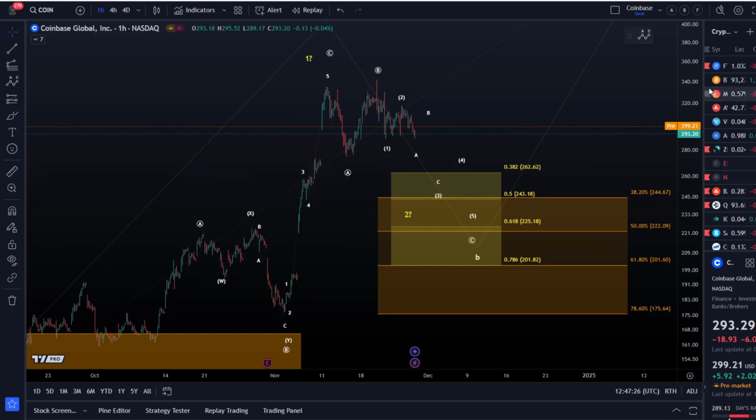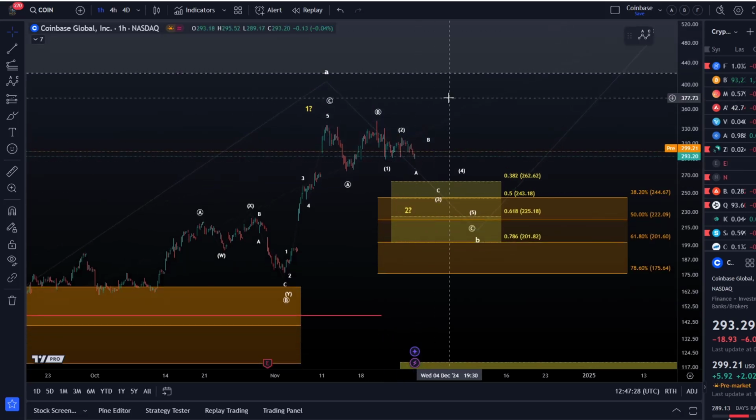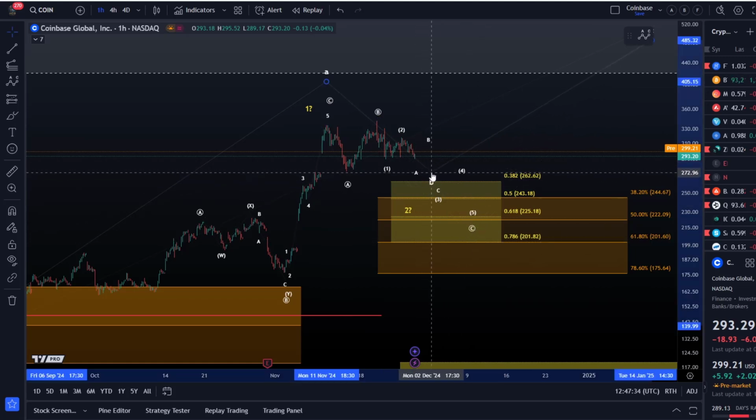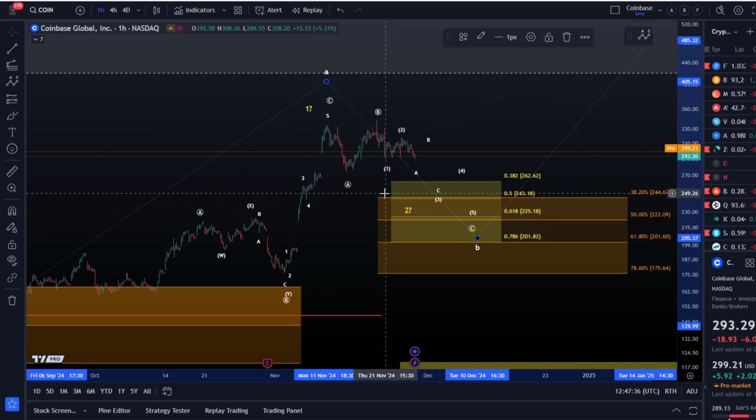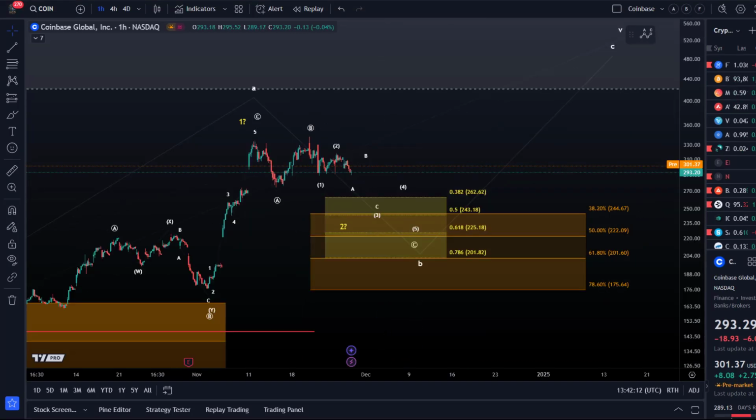I don't have a high confidence direct move up scenario. I mean, again, the super bullish case would be that this is the B wave triangle. But at the moment, that wouldn't be the most likely or most probable scenario. So this is the update about Coinbase.